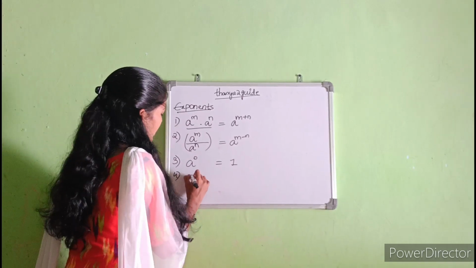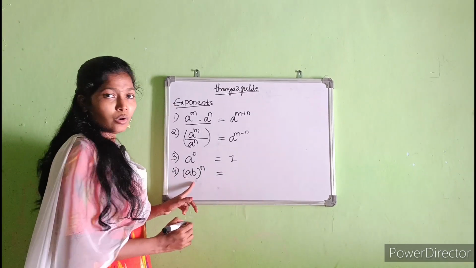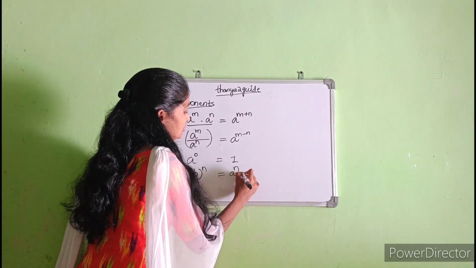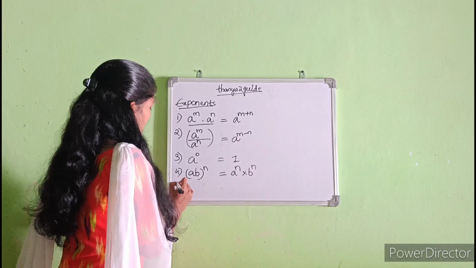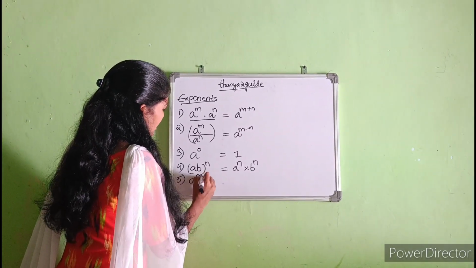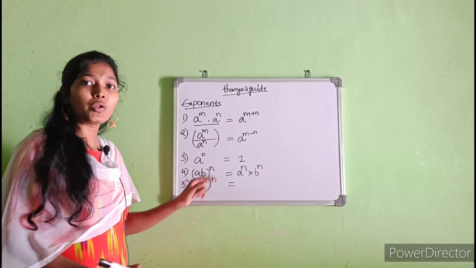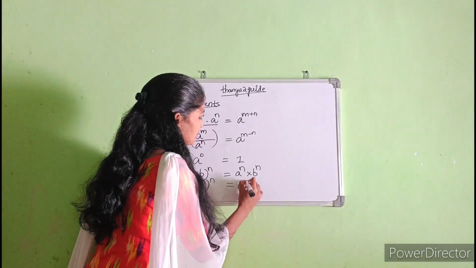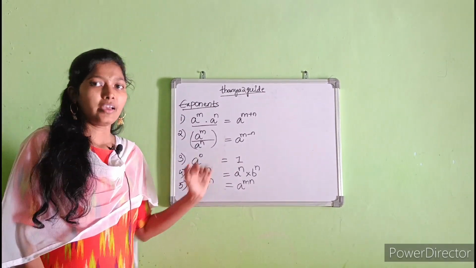Now ab whole power n is equal to a to the power of n into b to the power of n. The next one is a to the power of m whole power n is equal to a to the power of m into n. So these are the basic formulas which are related to the exponents.